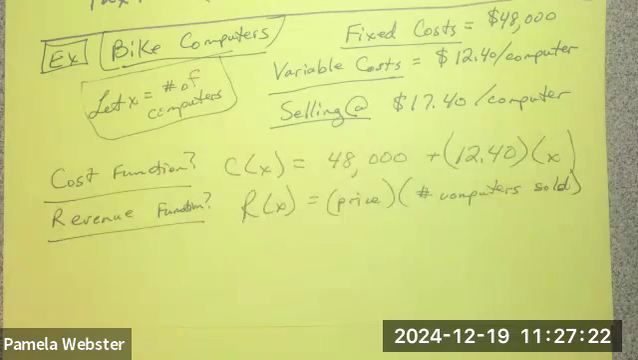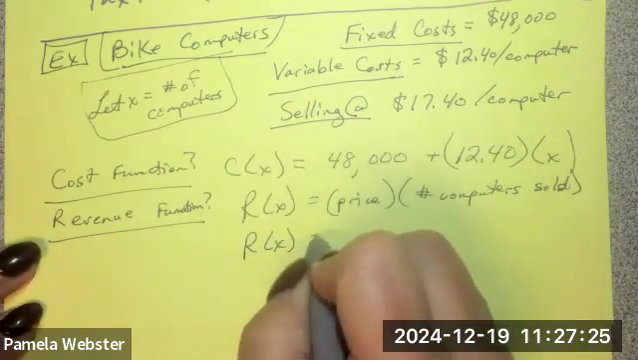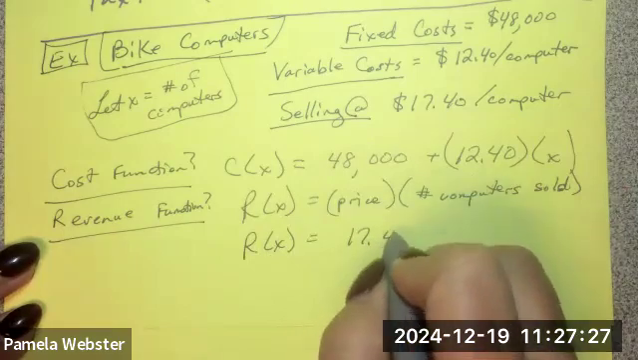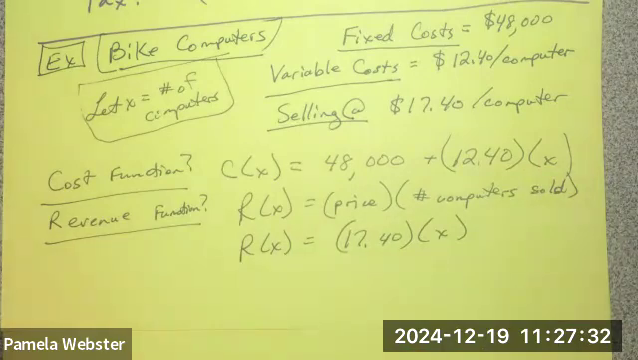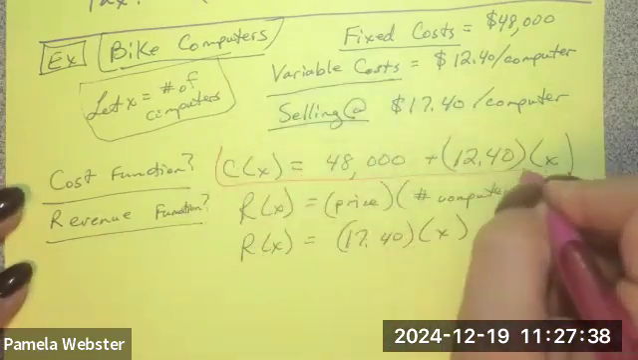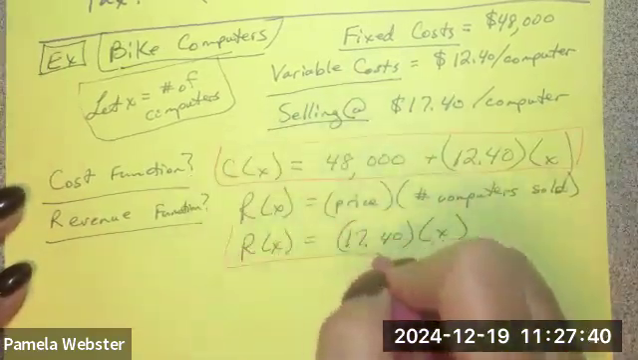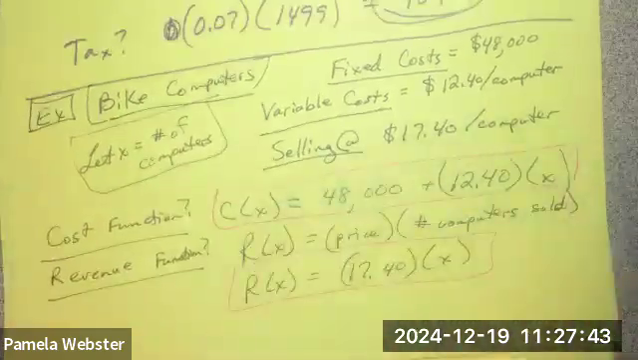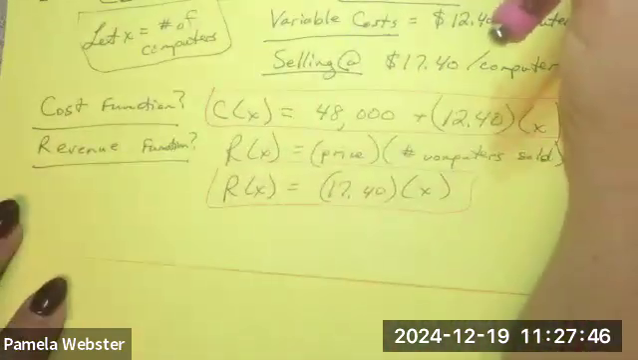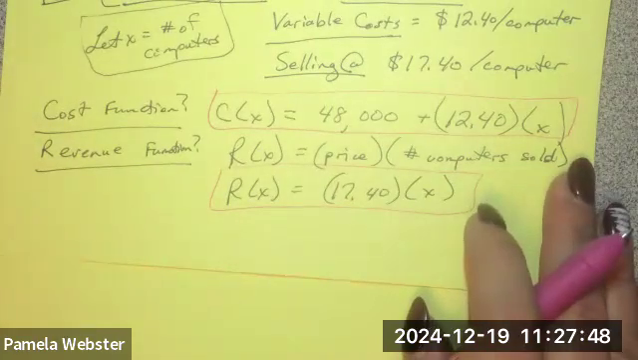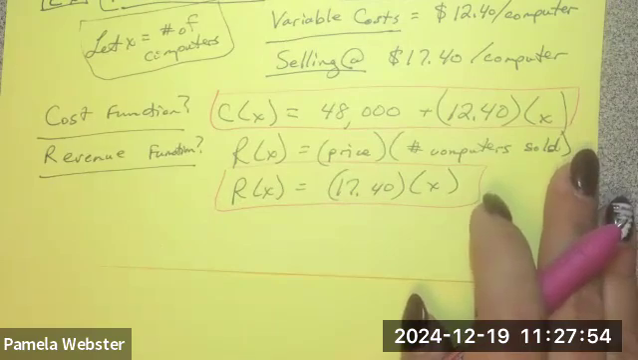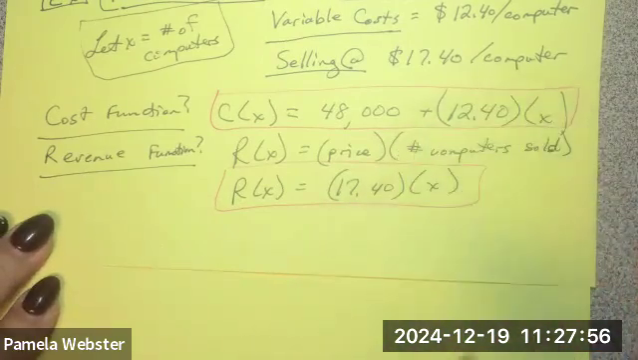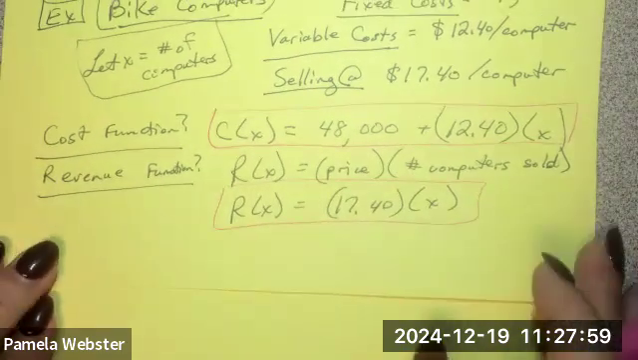So for a revenue function, I'm going to have something like this. Revenue is the price, 1740 per computer, times the number sold. So there you go. I can come up with both a cost and a revenue function pretty quickly whenever they tell me stuff like this. That's one of the business math topics we need to be able to do. But that's not the point of this problem. That's just a little background. Hopefully you've seen this kind of stuff in an algebra class or something like that.